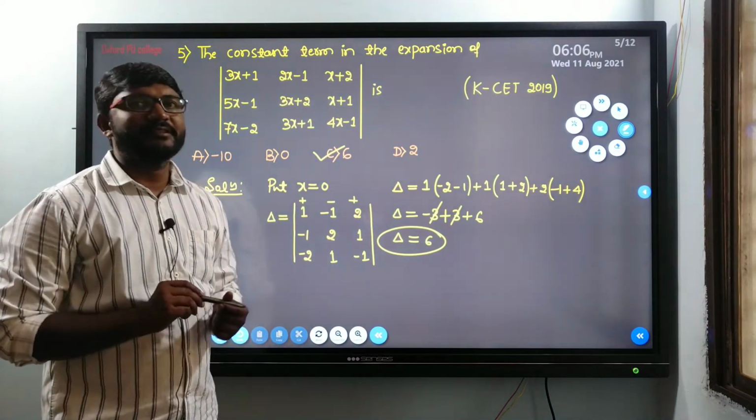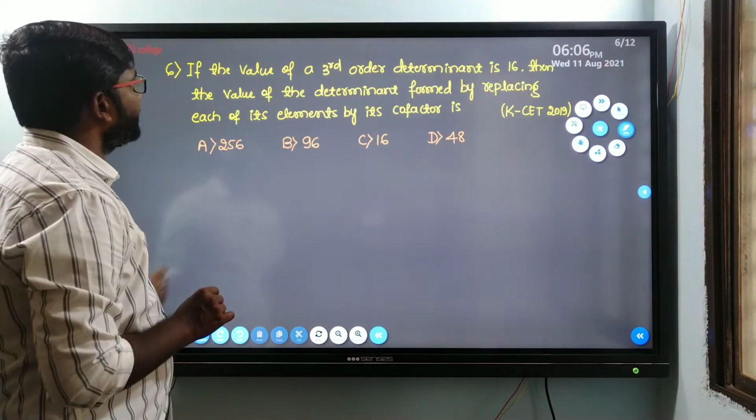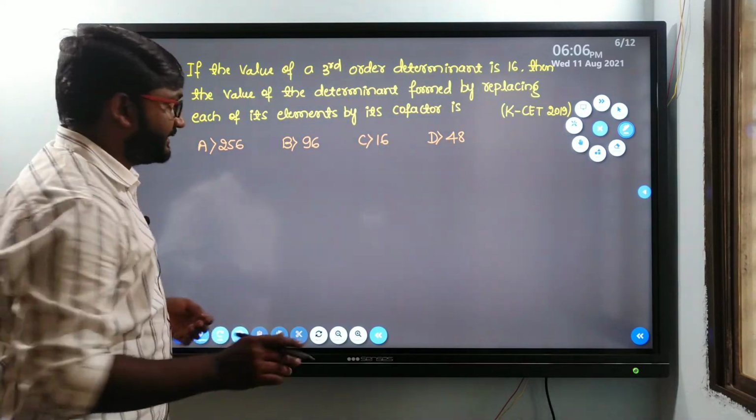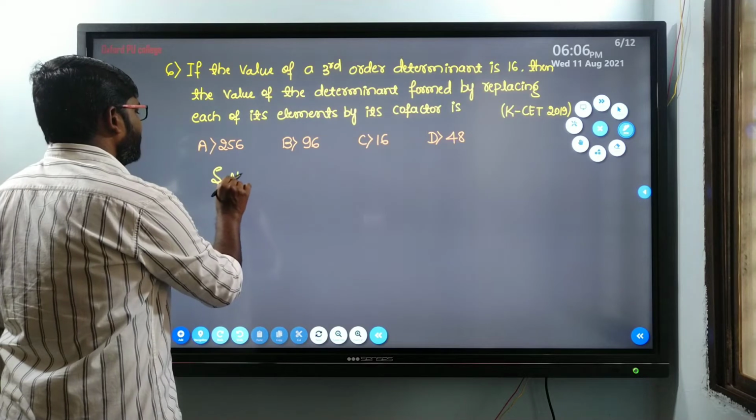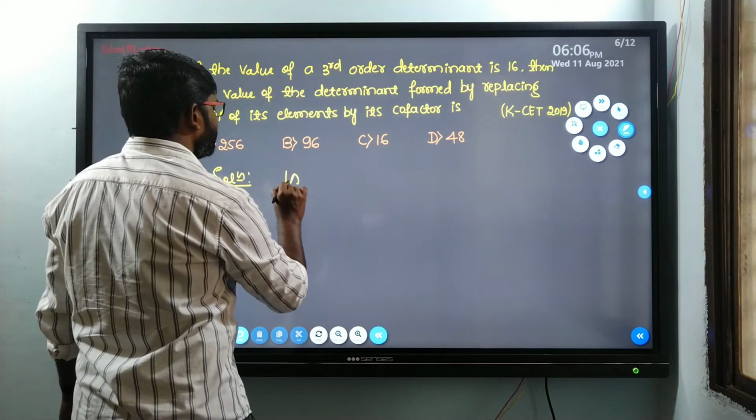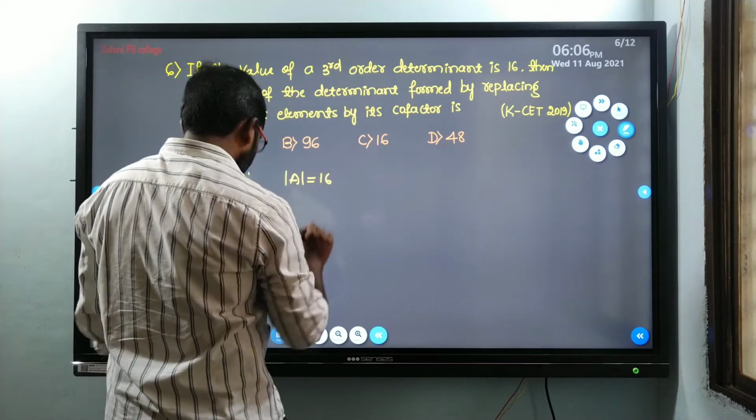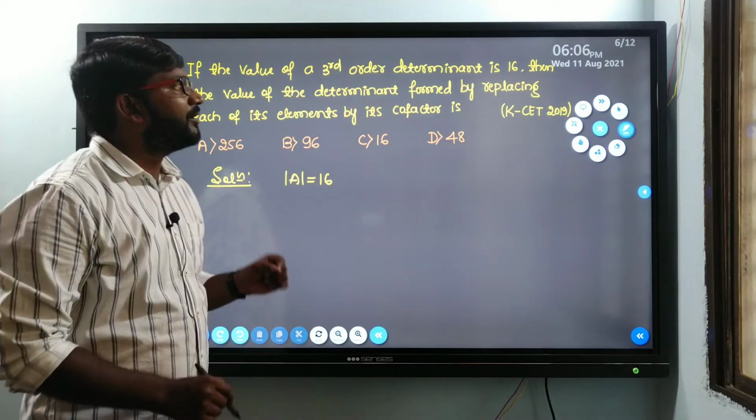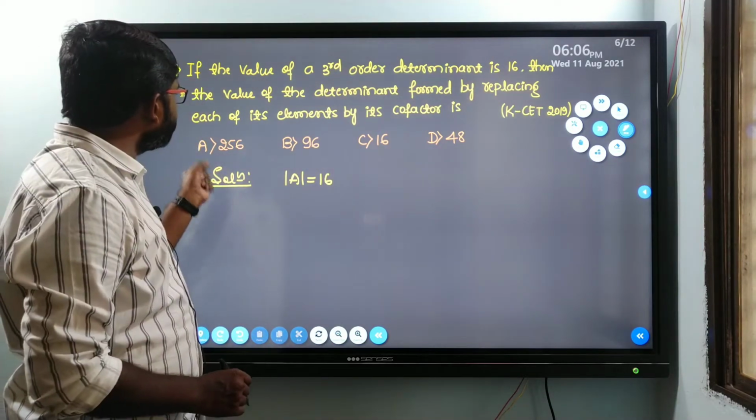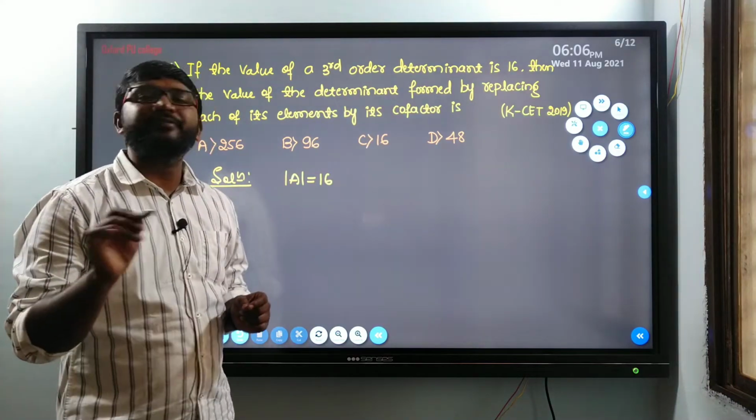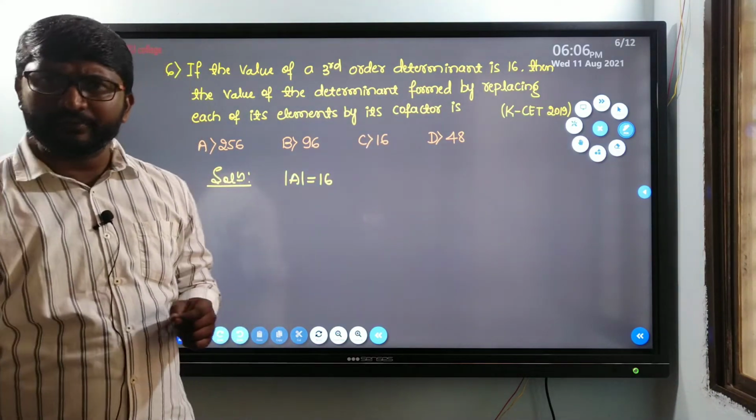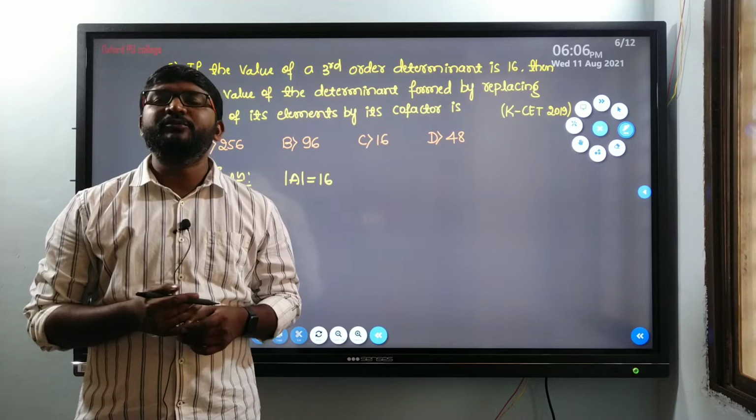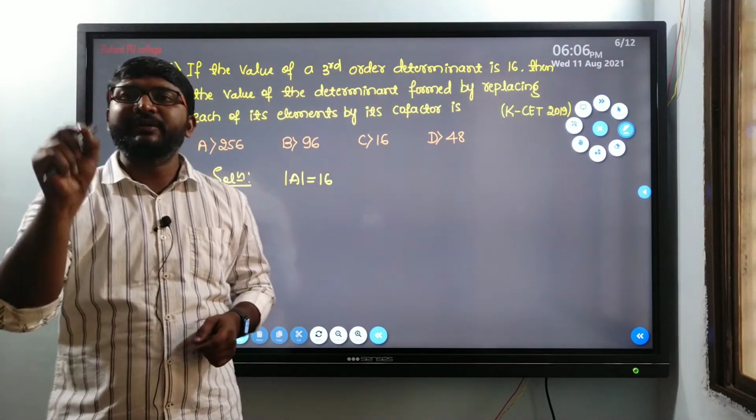So quickly go through this, then I'll be taking up the next question. Well, question number 6 it is: if the value of a third order determinant is 16. So they have given the determinant value here. Determinant of A equals 16 and the order is given, which is 3. The order is given. Then the value of the determinant formed by replacing each of its elements by its cofactors is. When you replace the elements by its cofactors, then that matrix is nothing but the adjoint of the given matrix.